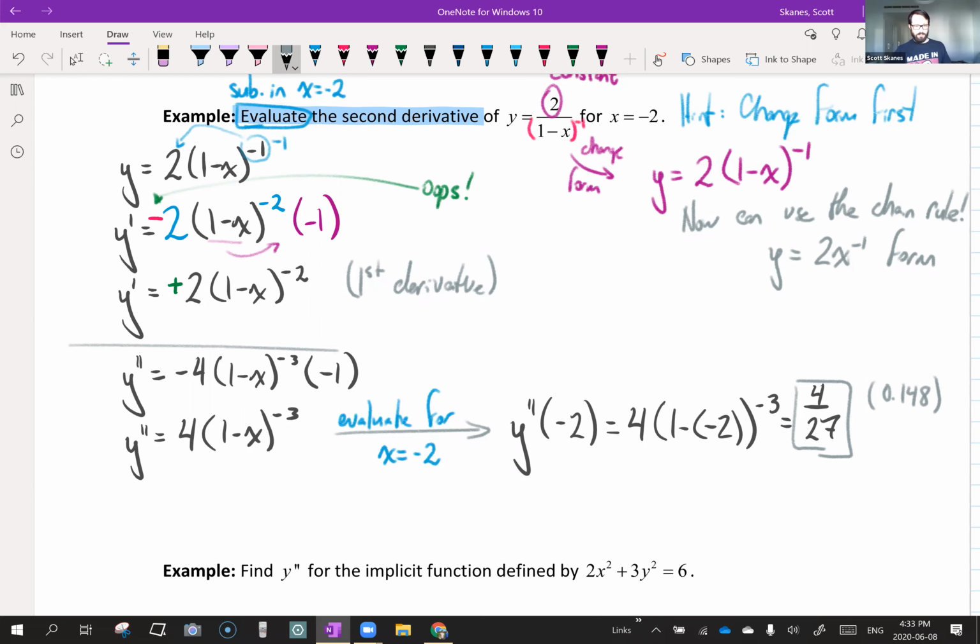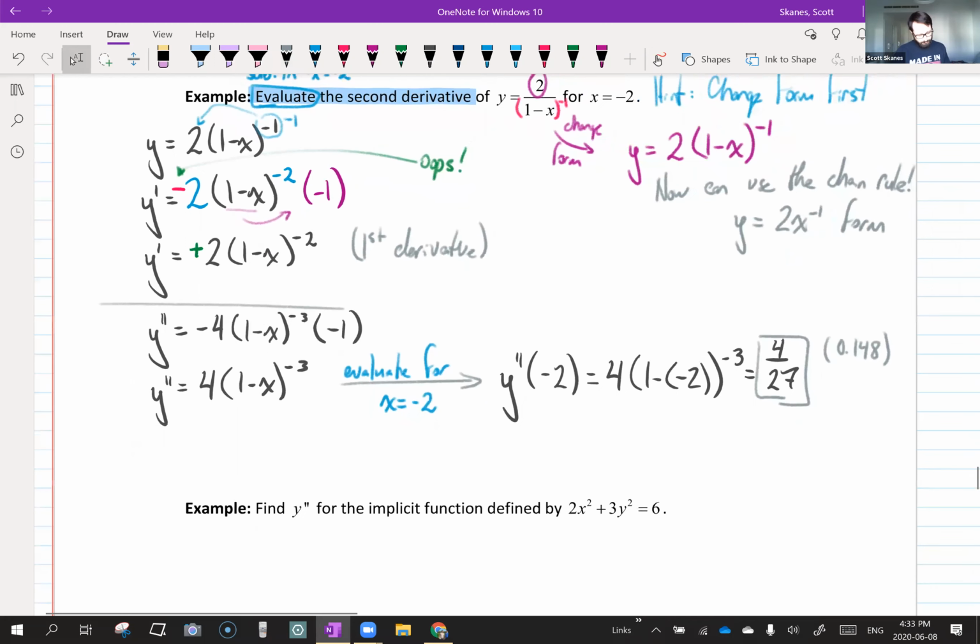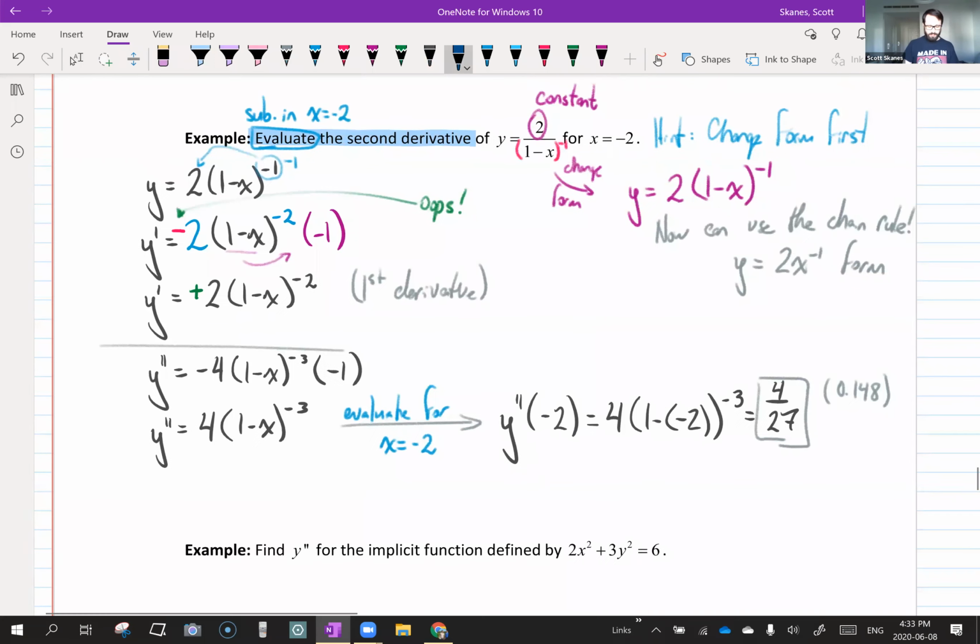I want to make a slight note. Some students like to write this differently. I'm just going to write an or. Well, actually, before I write anything else, this is your time to ask me if you have any questions on what I just did. Any questions at all? Why did we do y double prime? I did y double prime because it said evaluate the second derivative. And the second derivative is y double prime. Any other questions?